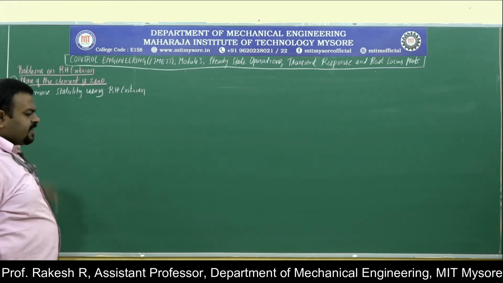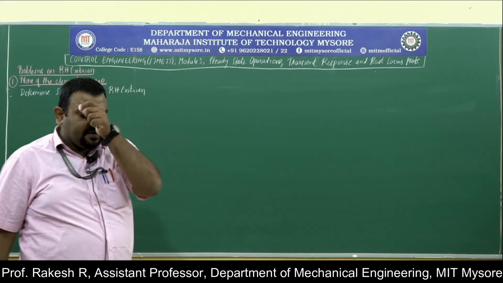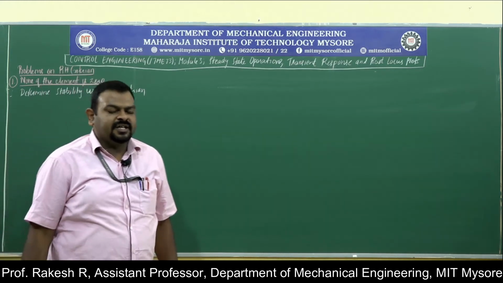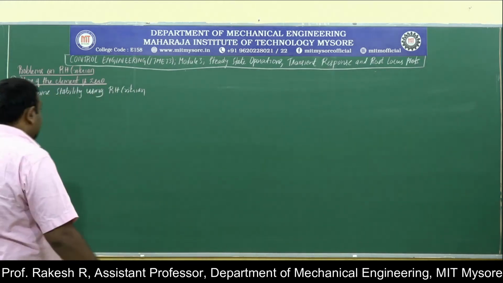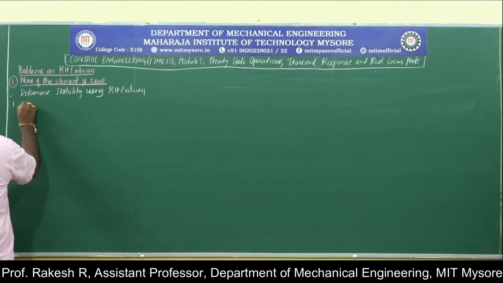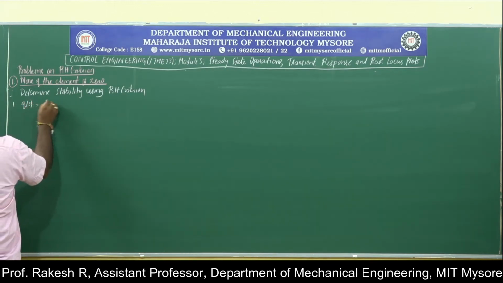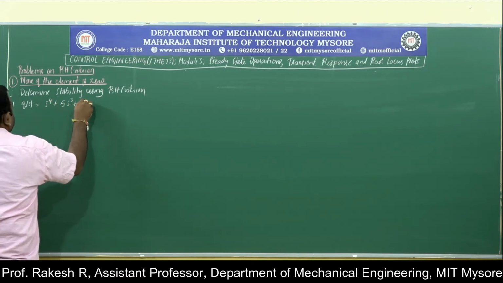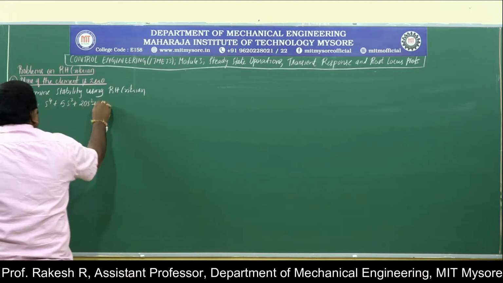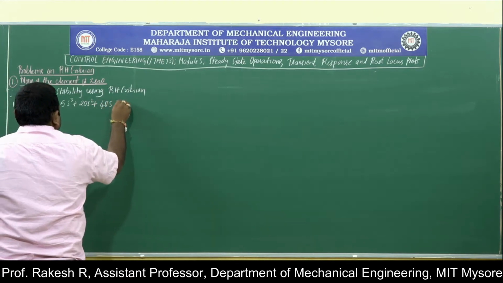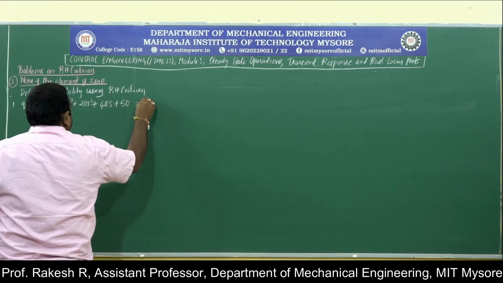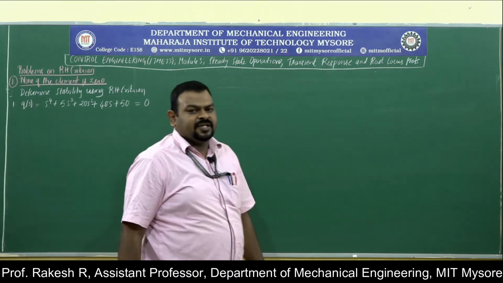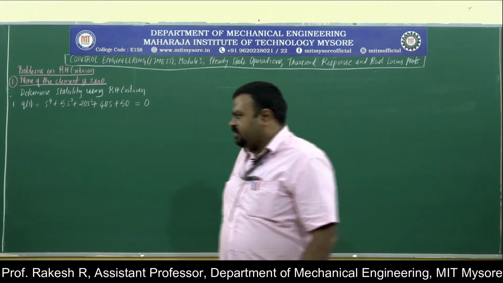So here they can give any of the things. Either they can give open loop transfer function or closed loop transfer function, or just they can give a characteristic equation. Here the characteristic equation will be given. It will be s to the power of 4 plus 5s cube plus 20s square plus 40s plus 50 equal to 0. So this is the first problem. You need to solve whether the system is stable or not.